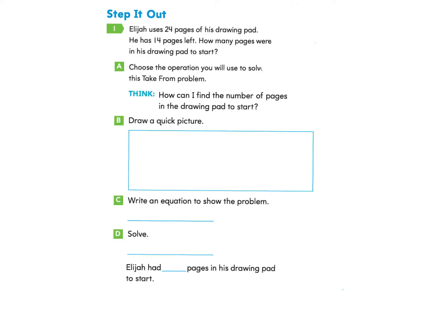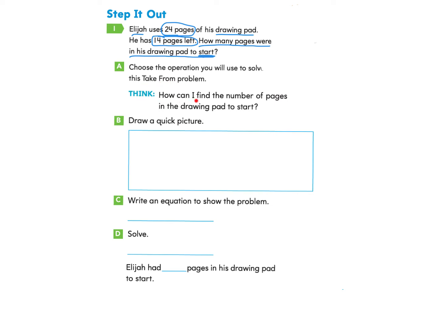We will start under Step It Out, Problem 1. Elijah uses 24 pages of his drawing pad. He has 14 pages left. How many pages were in his drawing pad to start? Okay, we will start with part A. Choose the operation you will use to solve this take from problem.